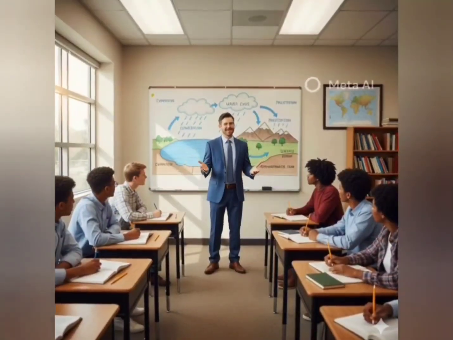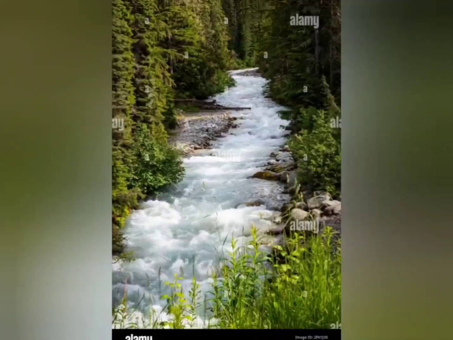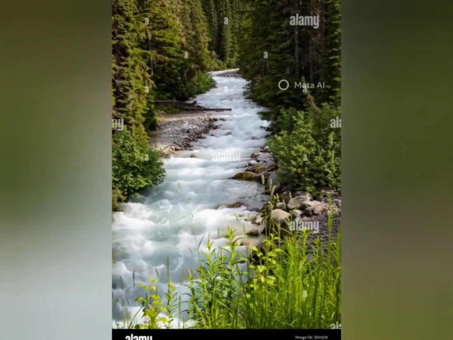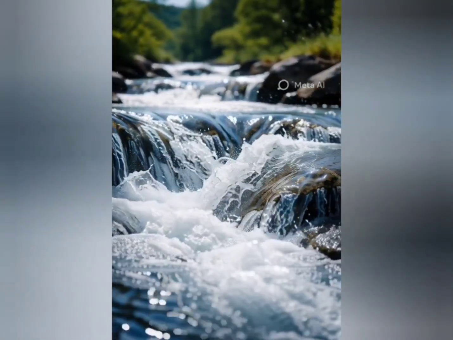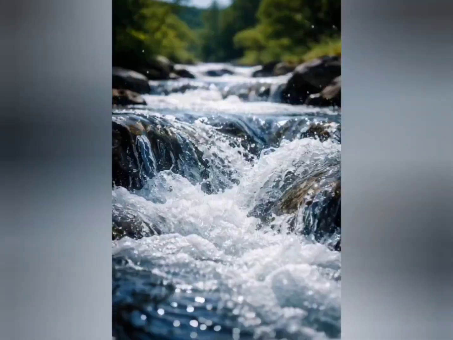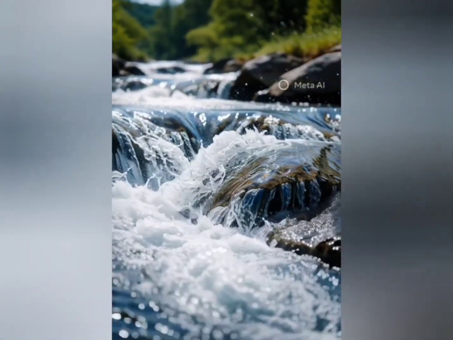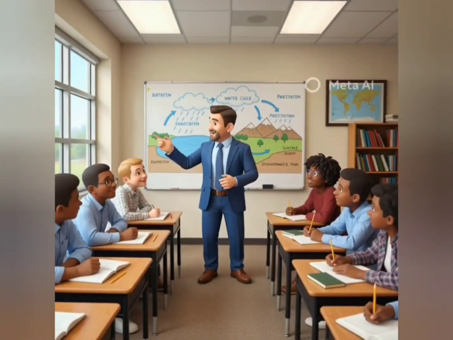After precipitation falls, the water doesn't just disappear, it collects. Water flows over the land surface as runoff, filling streams, rivers, and lakes. Some water seeps deep into the ground, becoming groundwater, which feeds wells and underground aquifers. Eventually, most of this water makes its way back to the ocean.